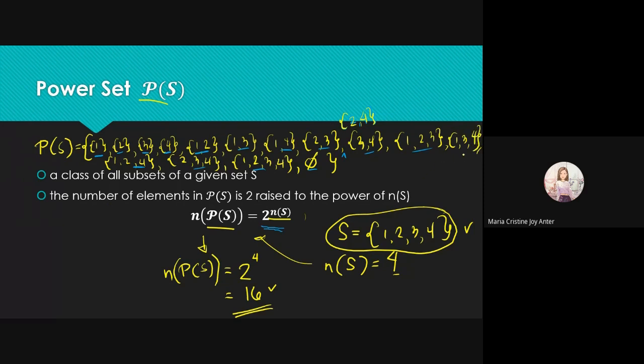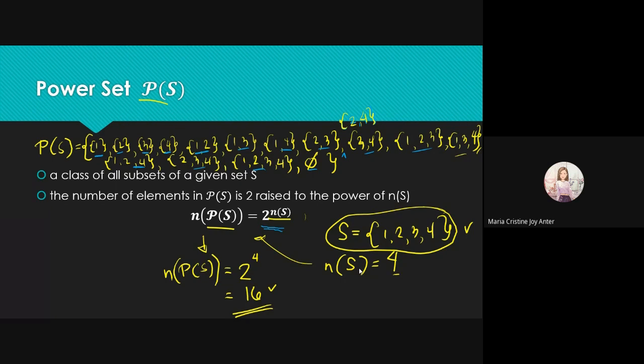So, again, nanatay 16 ka elements ani nga power set. Unsay constant ang 2 sa iyahang formula? Yes, constant na ang 2. 2 raised to the cardinality of your set. Okay? So, that is how you can determine ang number of subsets ana nga given set. And hence, makuha na ang cardinality sa imuhang power set.